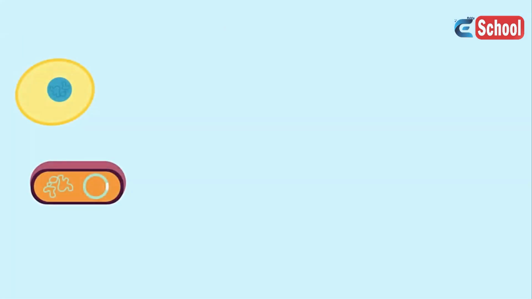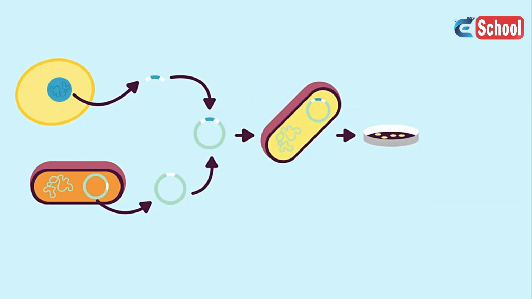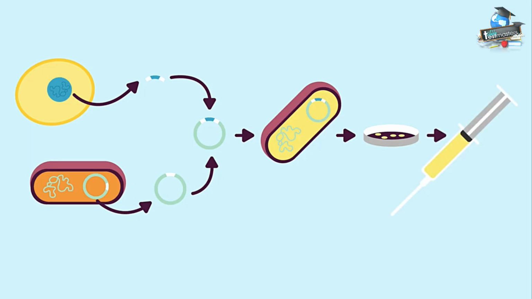You may know how human genes are transferred to host bacterial cells, which then produce large amounts of substances humans require, such as hormones like insulin. This is a form of gene technology called genetic engineering.